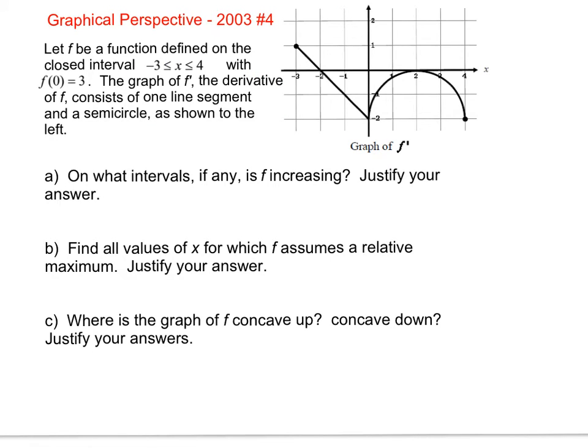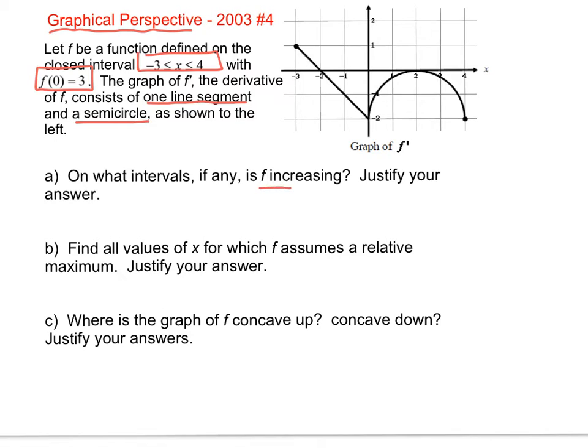Now we'll be looking at using the first and second derivative test, but this time taking a look at what if we're given a graph. So we're told right here we're on the closed interval, negative 3 to 4, and we are actually given 1 point on the original function, 0, 3. And we can assume that we have a line segment and a semicircle. Well, knowing all of that, let's answer the questions.